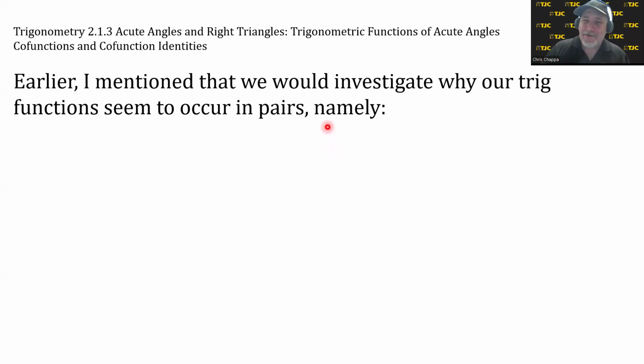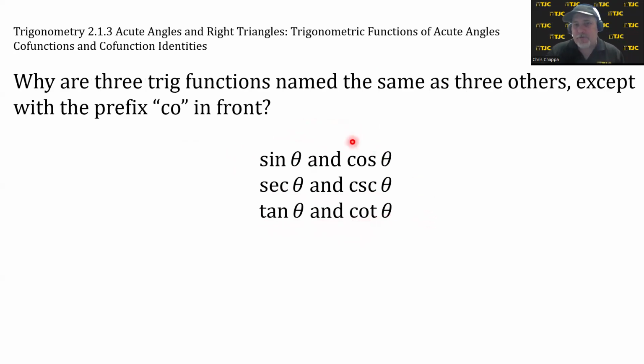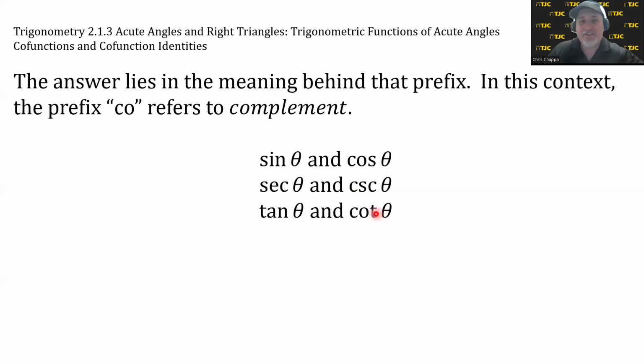Earlier, I mentioned that we would investigate why our trig functions seem to occur in pairs, namely sine of theta and cosine of theta, secant of theta and cosecant of theta, tangent of theta and cotangent of theta. Why are three of the trig functions named the same as the three others, except with the prefix co in front of it? And the answer lies in the meaning behind that prefix. In this context, the prefix co refers to complement.